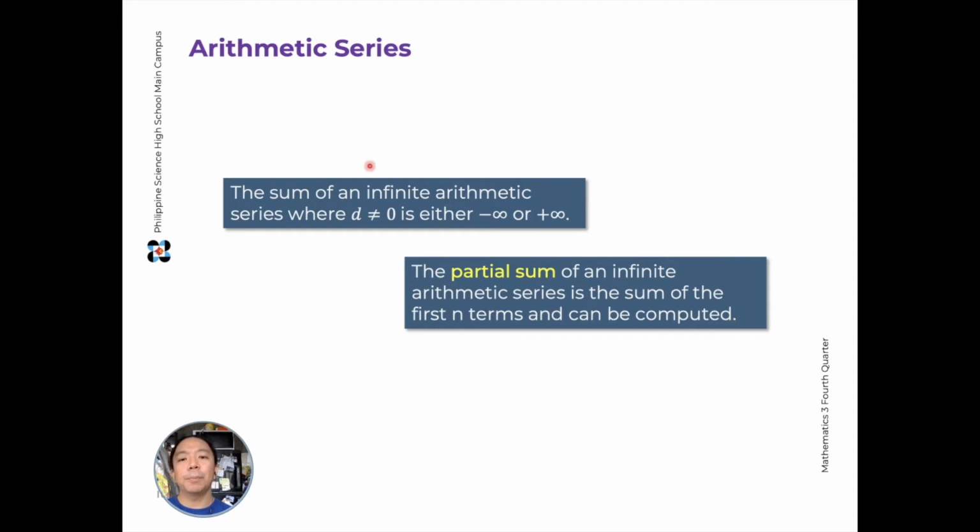First thing that we need to point out is that pag i-add natin lahat ng terms sa isang infinite arithmetic sequence, palaging pupunta tayo sa either infinity or sa negative infinity. Kung ang common difference mo ay positive, pag in-add mo siya all the way to infinity, kahit kano pa kaliit yung common difference mo, aabot yan ng positive infinity. At the same time, kung negative yung common difference mo, kahit kano kalaki yung starting point mo, pupunta ka sa negative infinity.